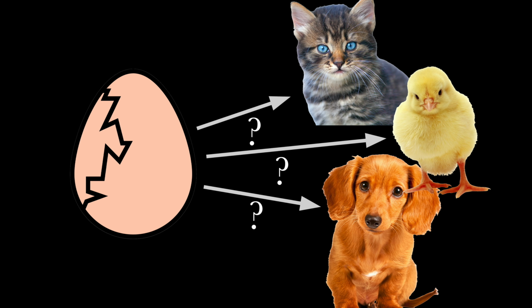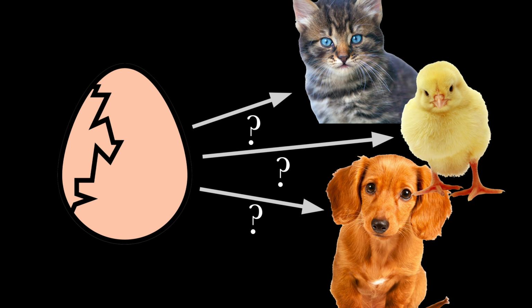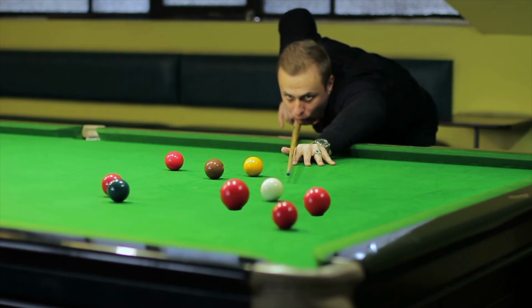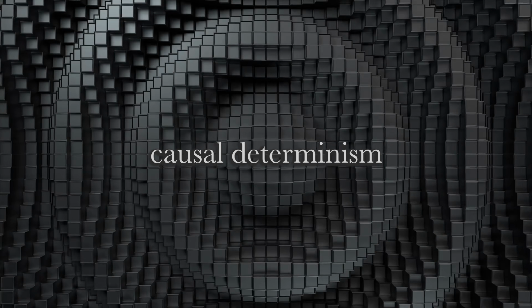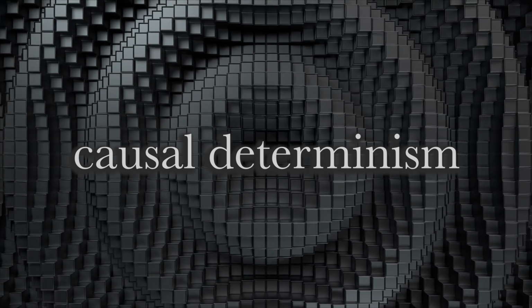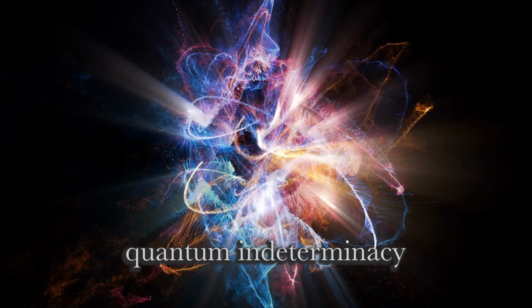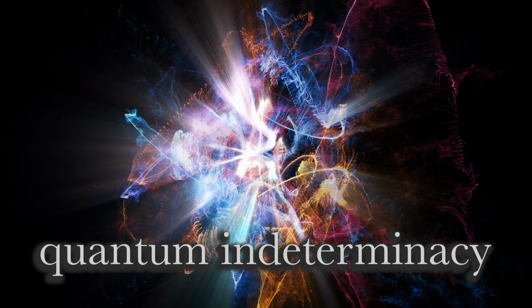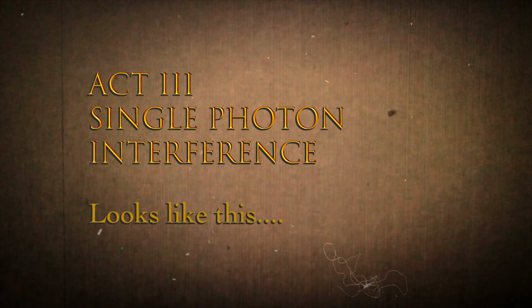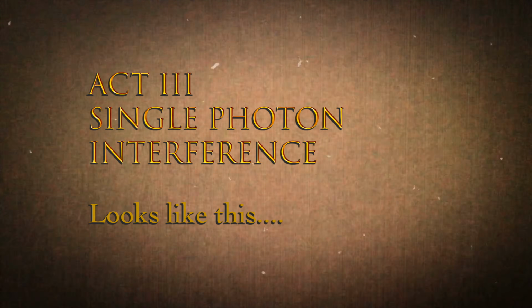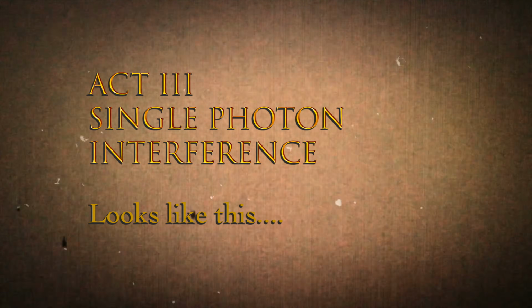Your instincts tell you that quantum randomness doesn't make sense. And for pool balls, I would agree. But certain things at the atomic level just don't follow causal determinism. Quantum indeterminacy dictates what appears to be erratic behavior. You can see this in the real-world example of single photon interference.